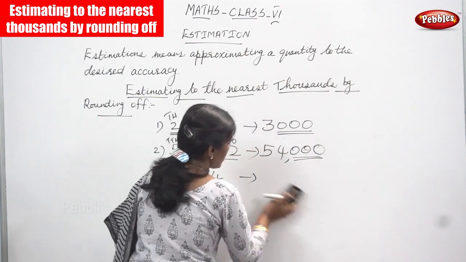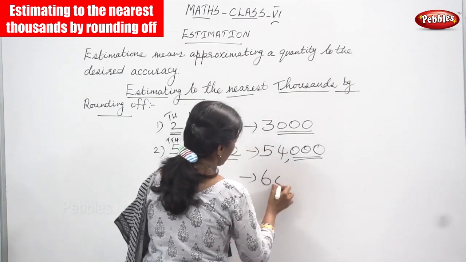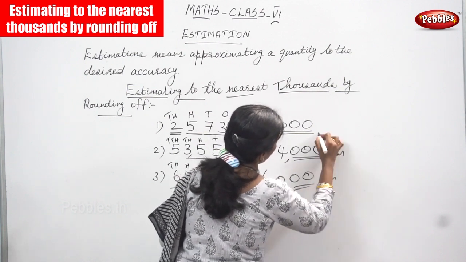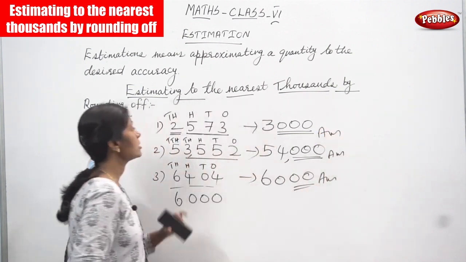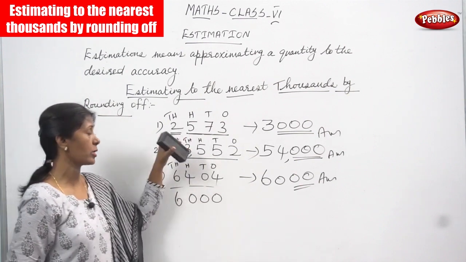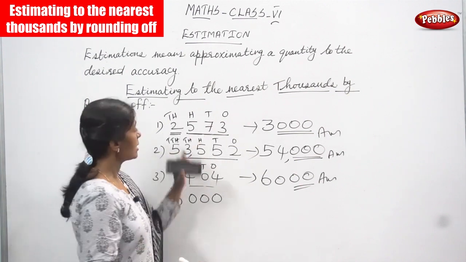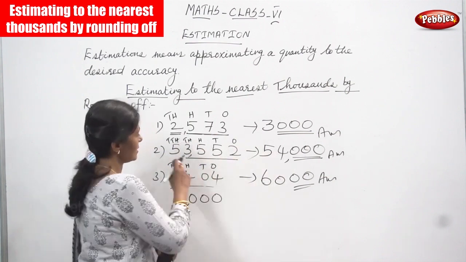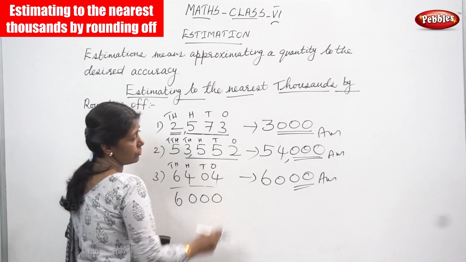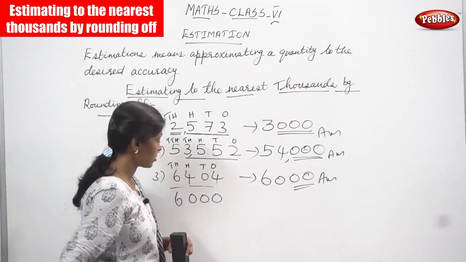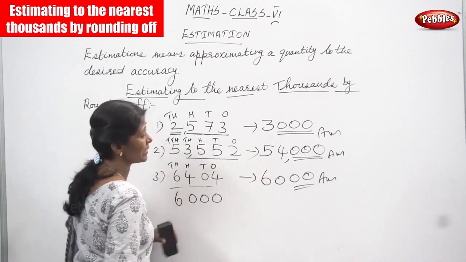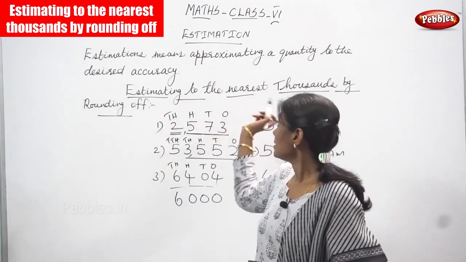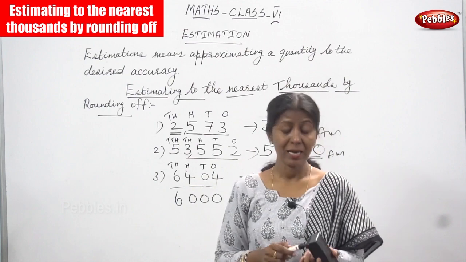So the answer is 6,000. This is the right answer for the question. So the first question is 2,573. The nearest 1,000 is 3,000. And the second question is 53,552. The nearest 1,000 is 54,000. And 6,404. The nearest 1,000 is 6,000. I think you understand the rounding to the nearest 1,000 very clearly.